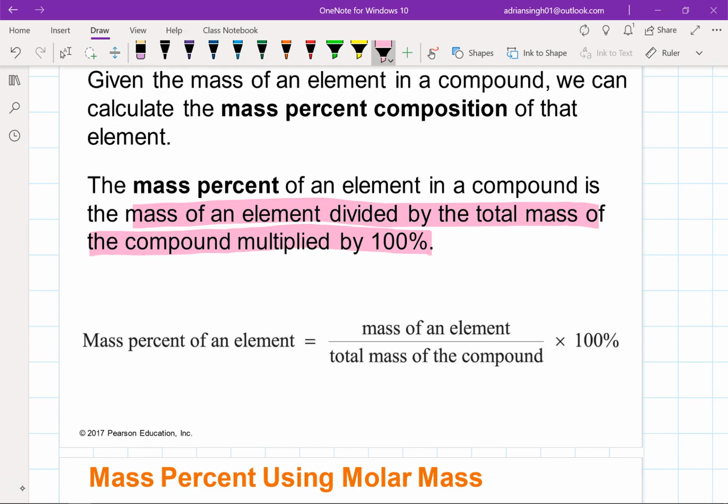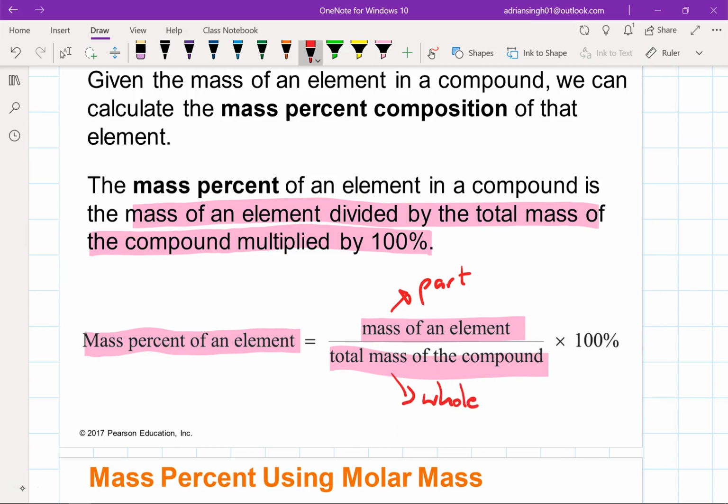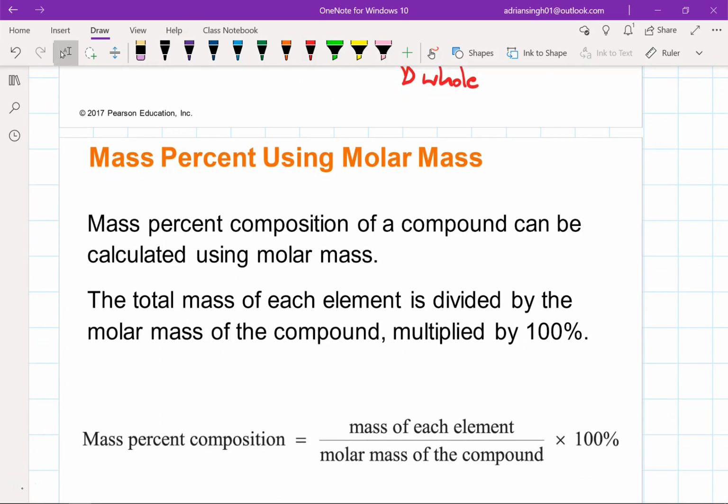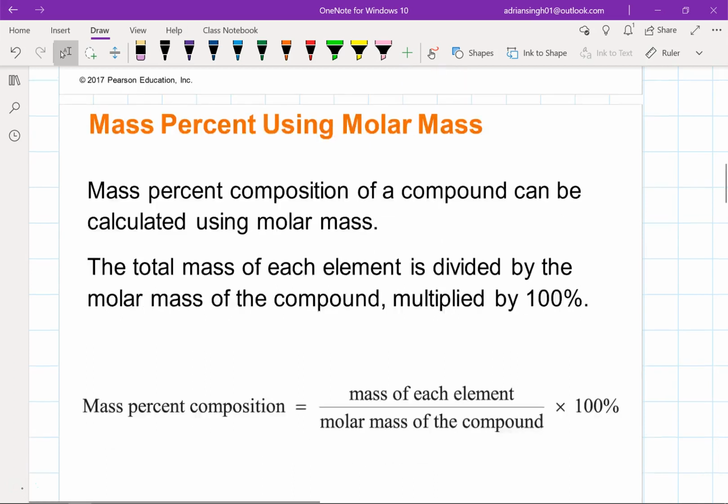All right, so when we talk about the mass percent of an element in a compound, it's the same idea. It's the mass of that particular element, which is going to be our part, divided by the entire thing, the whole thing, which is the mass of the compound, and that's our whole, times 100. That's the formula that we'll be using specifically for mass percent of an element. We can use what we learned in the previous sections, which is the molar mass, to compute what the mass percent of an element in a compound actually is.